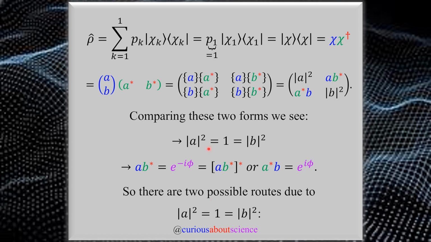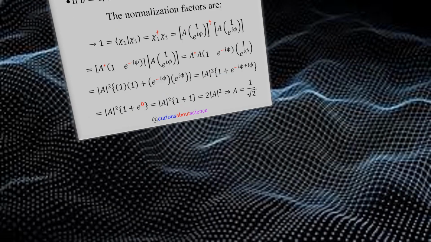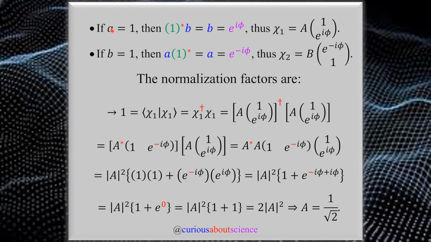So there's two possible routes due to which one of these actually equals 1. Because it's ambiguous which one it is, let's take it case by case. So if A equals 1 because the magnitude equals 1, then we plug in 1 star B, which just gives us B. Therefore, we see B equals e to the positive i phi. This gives us the chi 1 here. And then if B equals 1, then A conjugate on the B gives us A equal e to the negative i phi vector here.